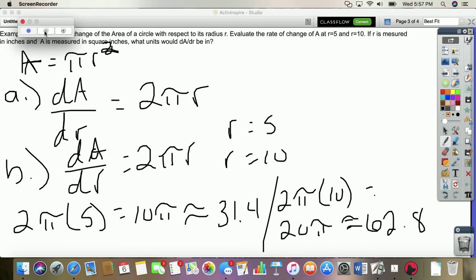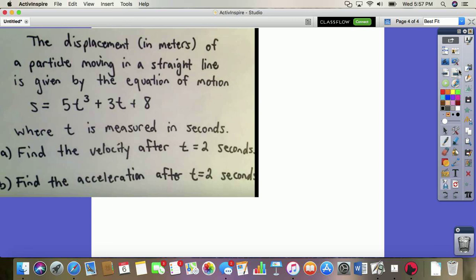Now, let's take into account a little bit more as to what we were talking about in terms of position, velocity, and our acceleration. So let's take a look at an example here. So we say the displacement in meters of a particle moving in a straight line. Particle motion, very, very, very important to know. We're going to be talking about particle motion a lot.